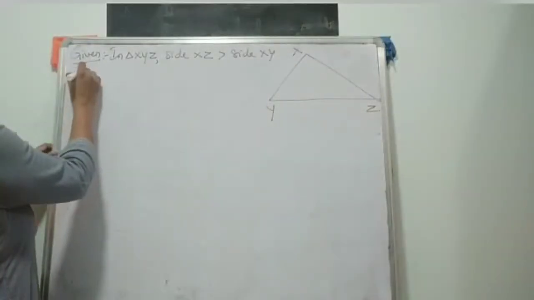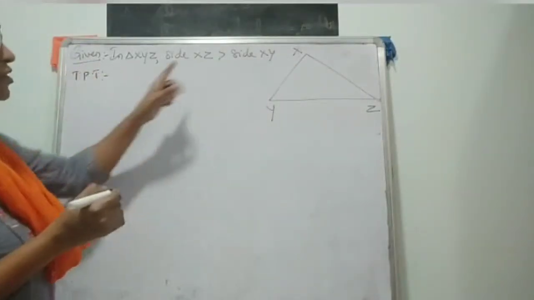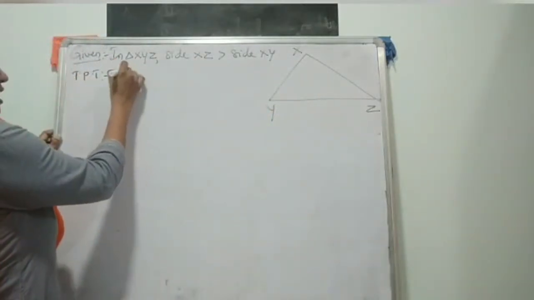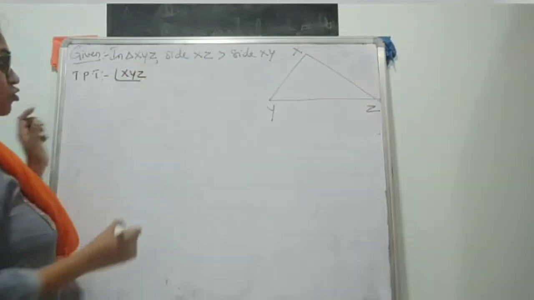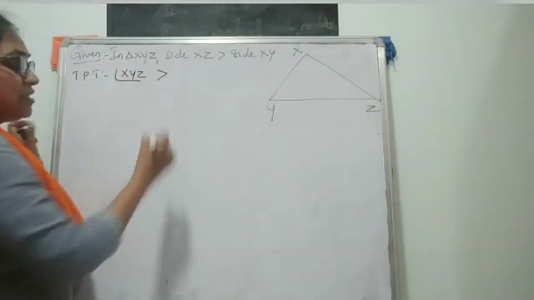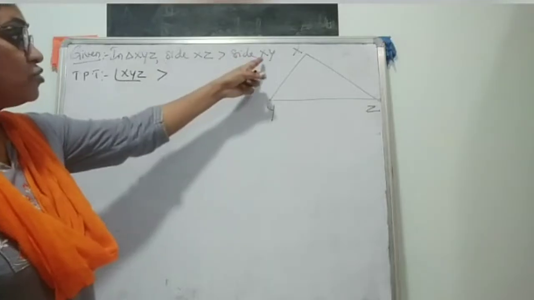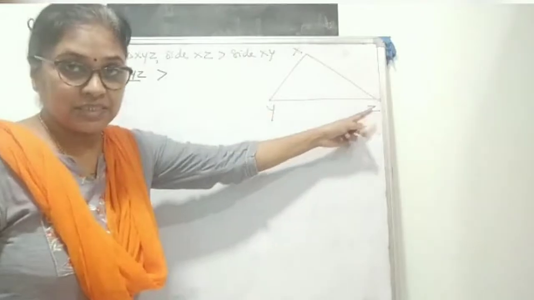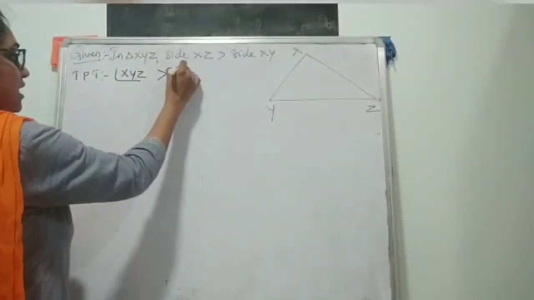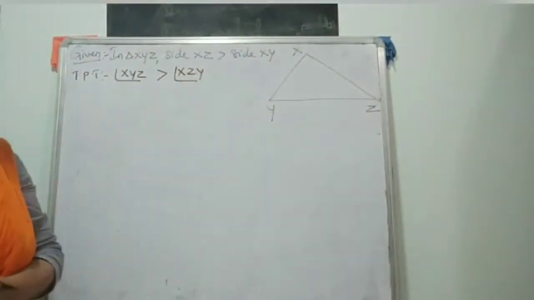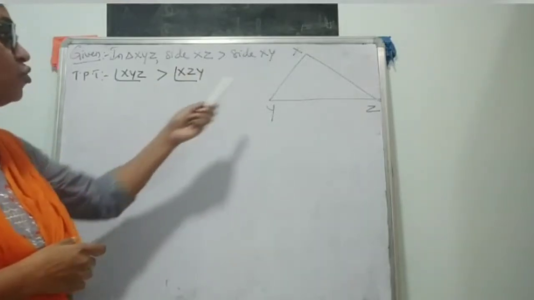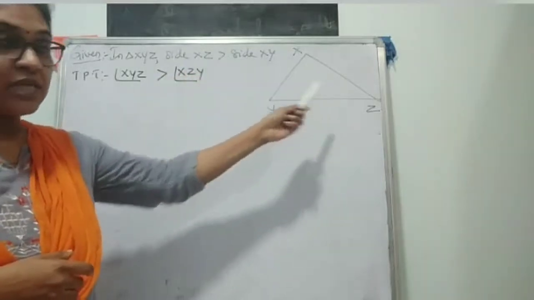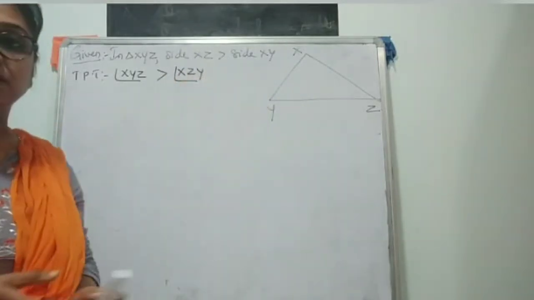If you look at the figure, the angle opposite to side XZ is angle Y, so I am naming it as angle XYZ. You need to prove that this angle is greater than the other angle, which is opposite to side XY. So this is side XY, the angle opposite to that is Z, and I am naming that angle as XZY. So this is what you are supposed to prove: if you have two unequal sides, then the angle opposite to the greater side is greater.